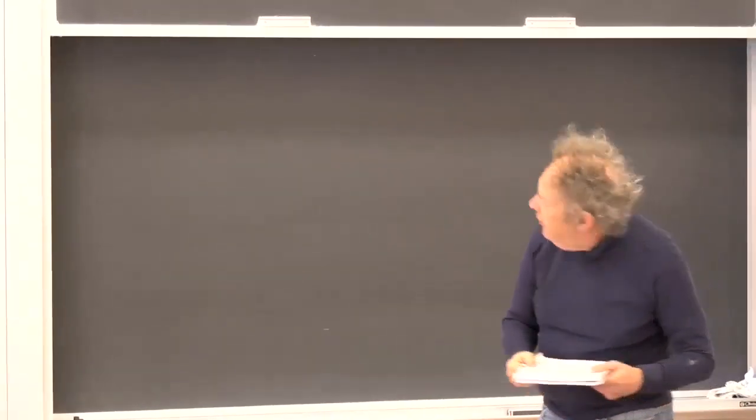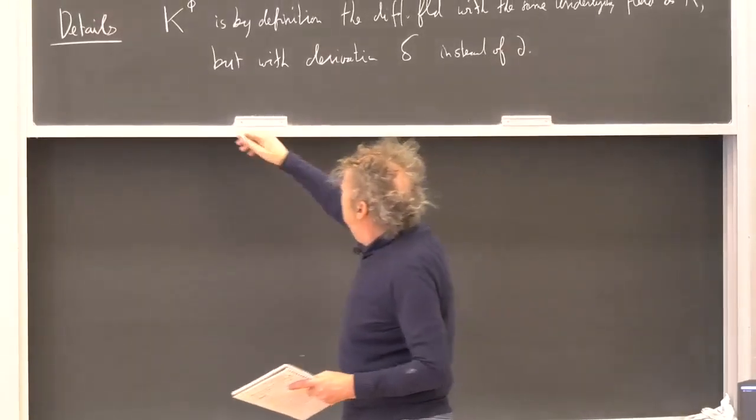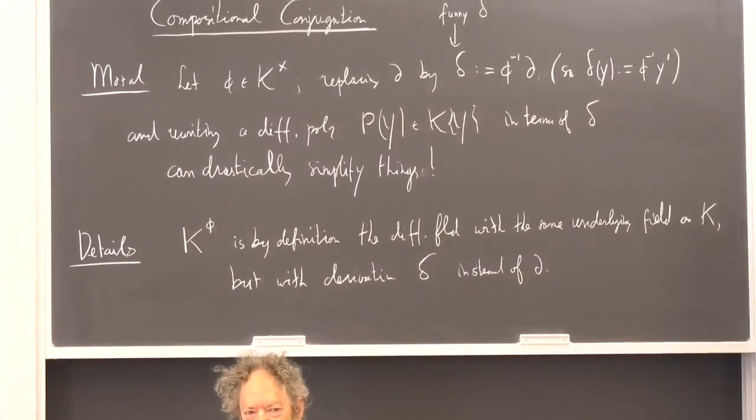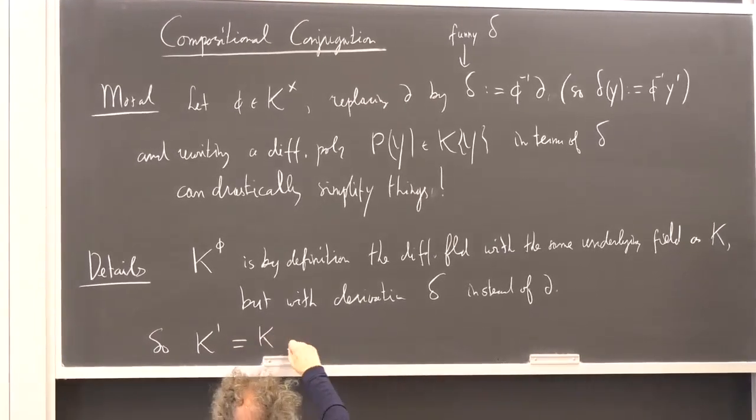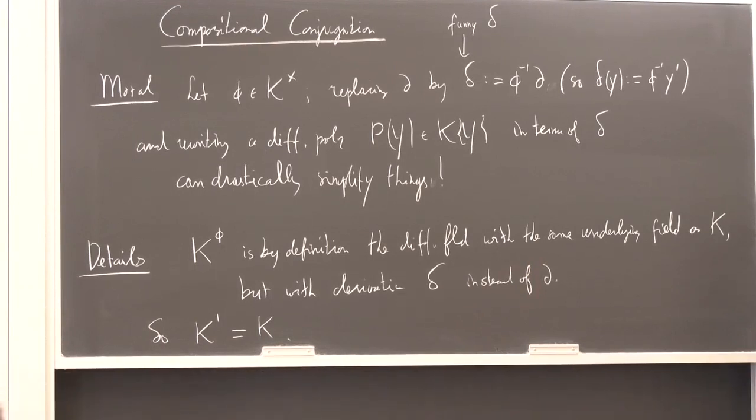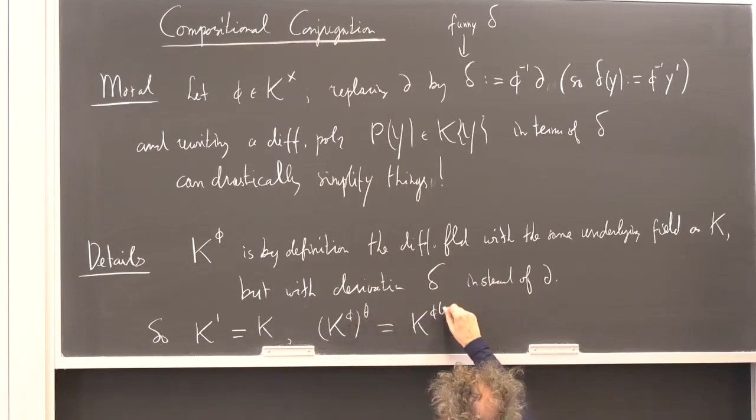Okay, you can easily see, if you take phi as 1, that doesn't change anything. K^1 is just K, because 1 inverse is 1. But it's kind of like an action of the group of non-zero elements of K. If you take K^phi, you can do it again: you can take a non-zero element again of your underlying field and compositionally conjugate K^phi. I think that is pretty clear.